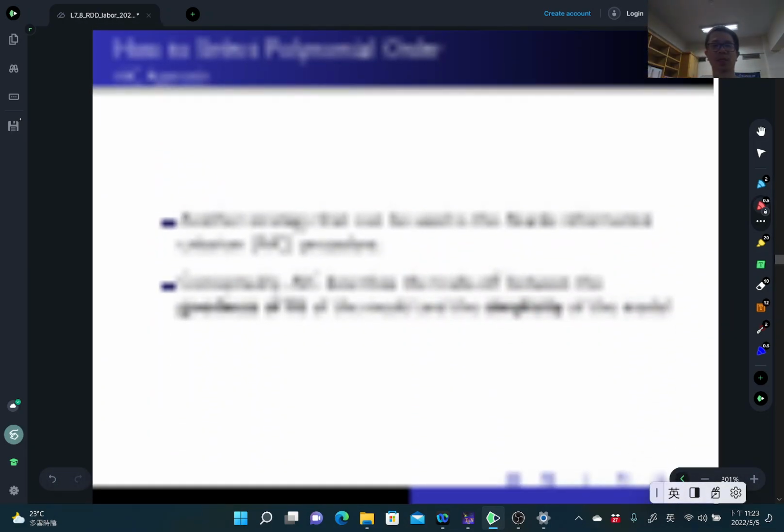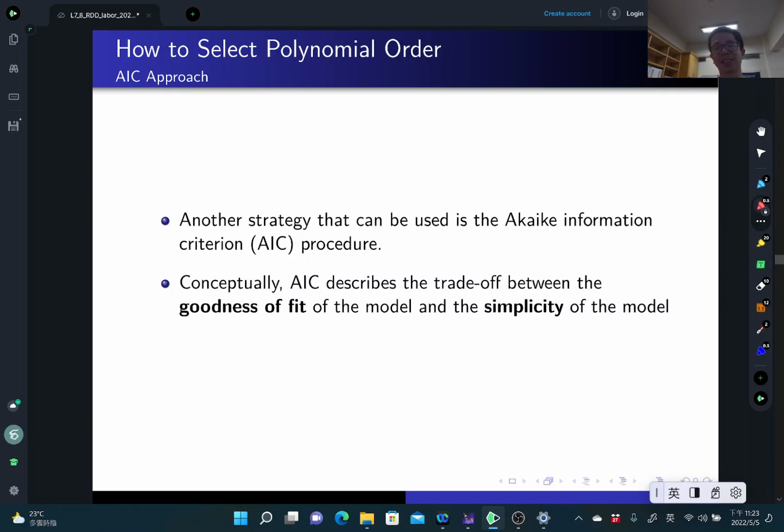Okay. So the AIC approach, I think you might have learned this criterion from the statistics course. It's a criterion that can help you choose your statistical model. Basically it tries to describe the trade-off between the goodness of fit of the model and the simplicity of the model.